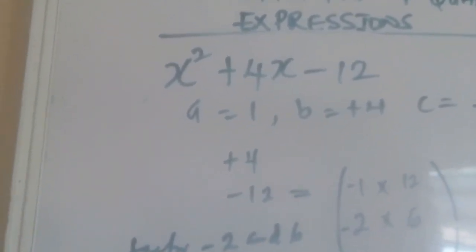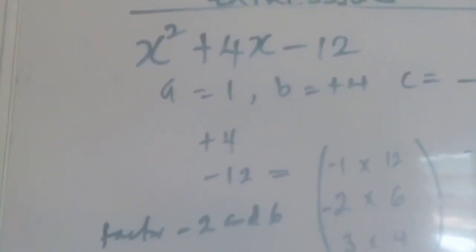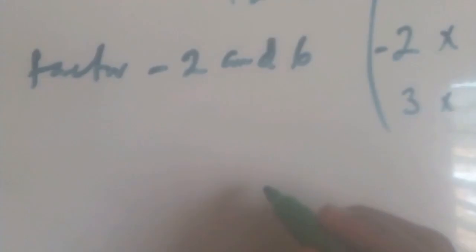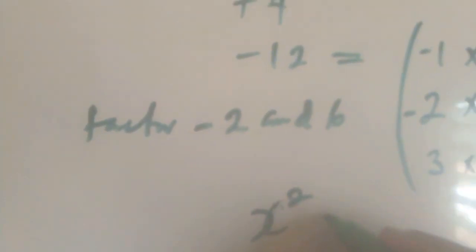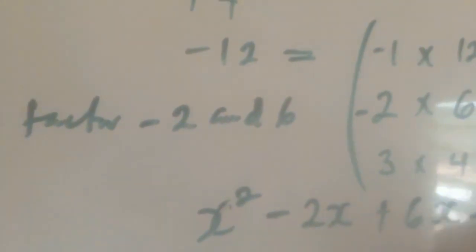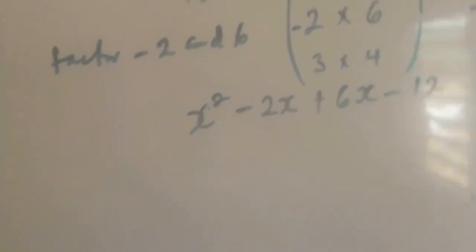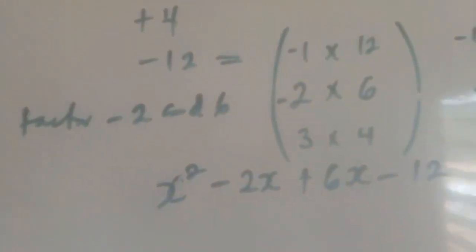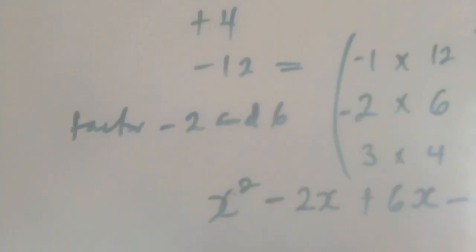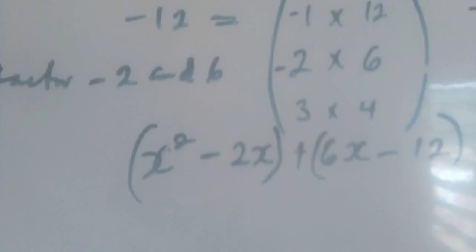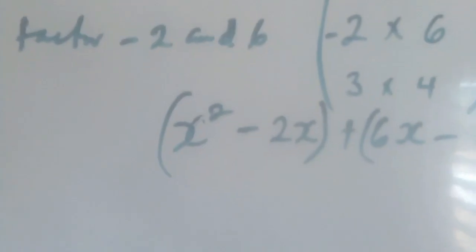So that first term is x squared, and the second term will now be broken down into minus 2x plus 6x. So we write it as x squared minus 2x plus 6x minus 12. So in this case now, when we have done this, we'll now group this expression in two pairs. So we take this, group it, take this, group it. So once we have grouped this, we now have two pairs.